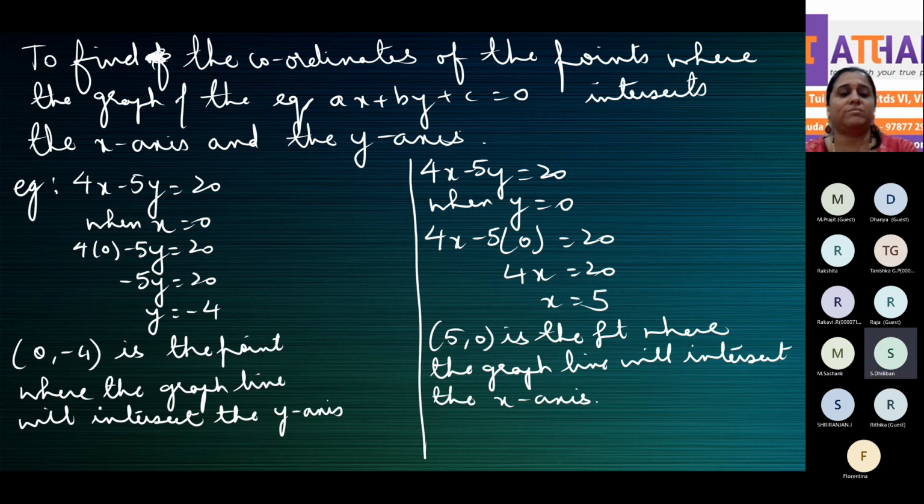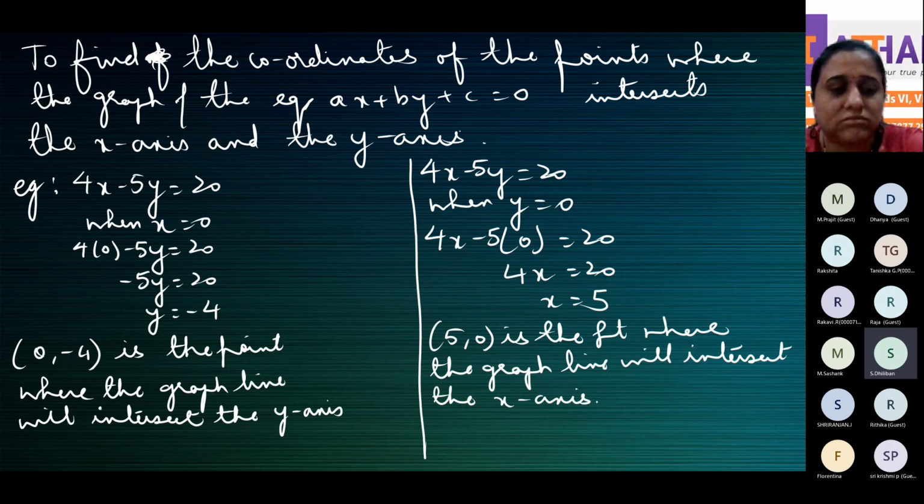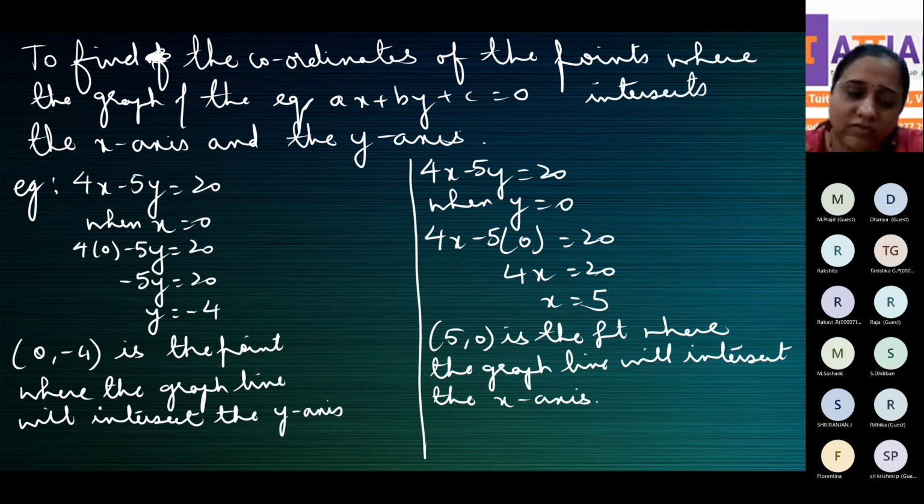Very good. What's the example? 4x minus 5y equals 20. When x is equal to 0, 4 into 0 minus 5y equals 20, so y is equal to minus 4. So when x is 0, y is minus 4. That means the point is 0, comma minus 4. X value first and then the y value.